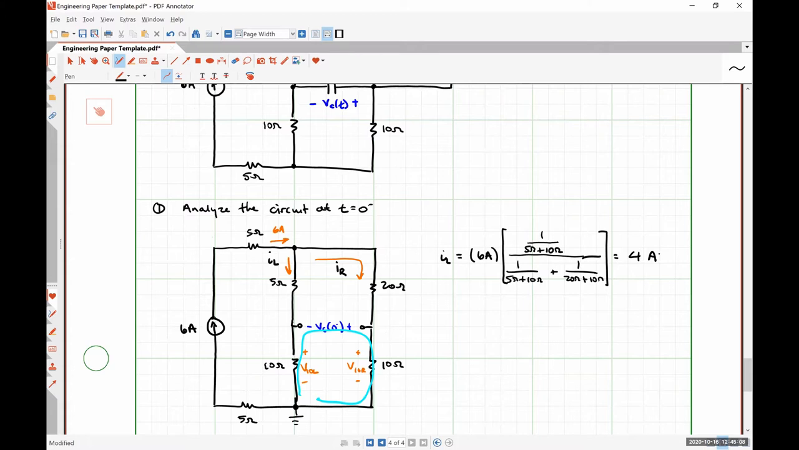I get 4 amps. Anybody else get that? All right, getting some thumbs up. So knowing IL is 4 amps, what must IR be? 2, just using Kirchhoff's current law, right? We don't need to set up a whole other current division equation. We can do simple algebra and apply KCL at that node. So it will be 6 amps minus IL, which is exactly 2 amps.